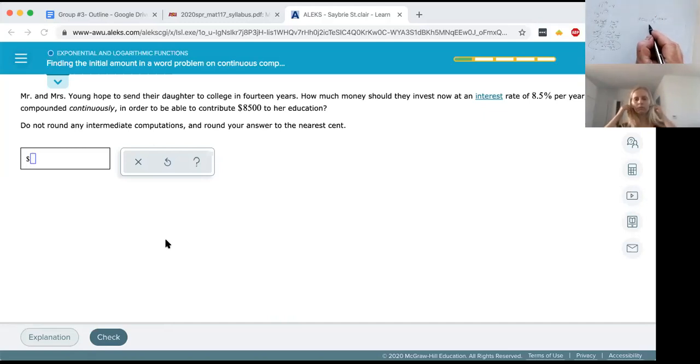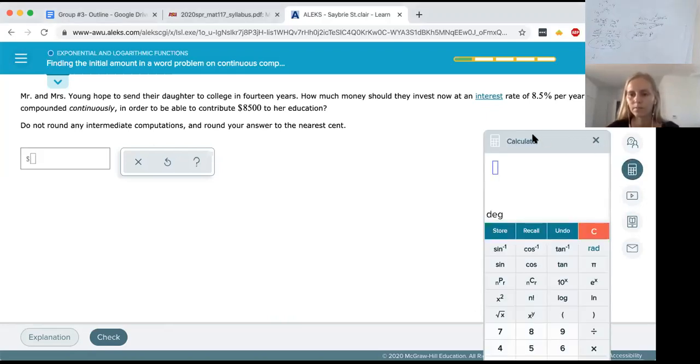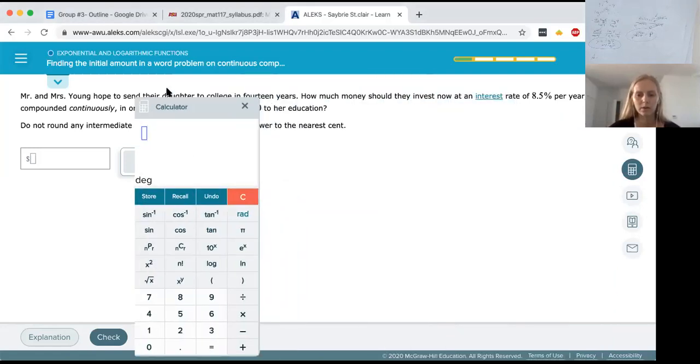So technically, to solve for P, I'm going to take this whole mess and divide by e to the 0.085 times 14. Even though it looks complex, that gets rid of all that stuff on the right and gives you P all by itself. Then on your calculator, type in that 8,500, and on the bottom, make sure you have that e exponent button raised to the 0.085 times 14 power. That's a little bit of algebra, rearranging for P. Let me type it in. Hopefully that works.